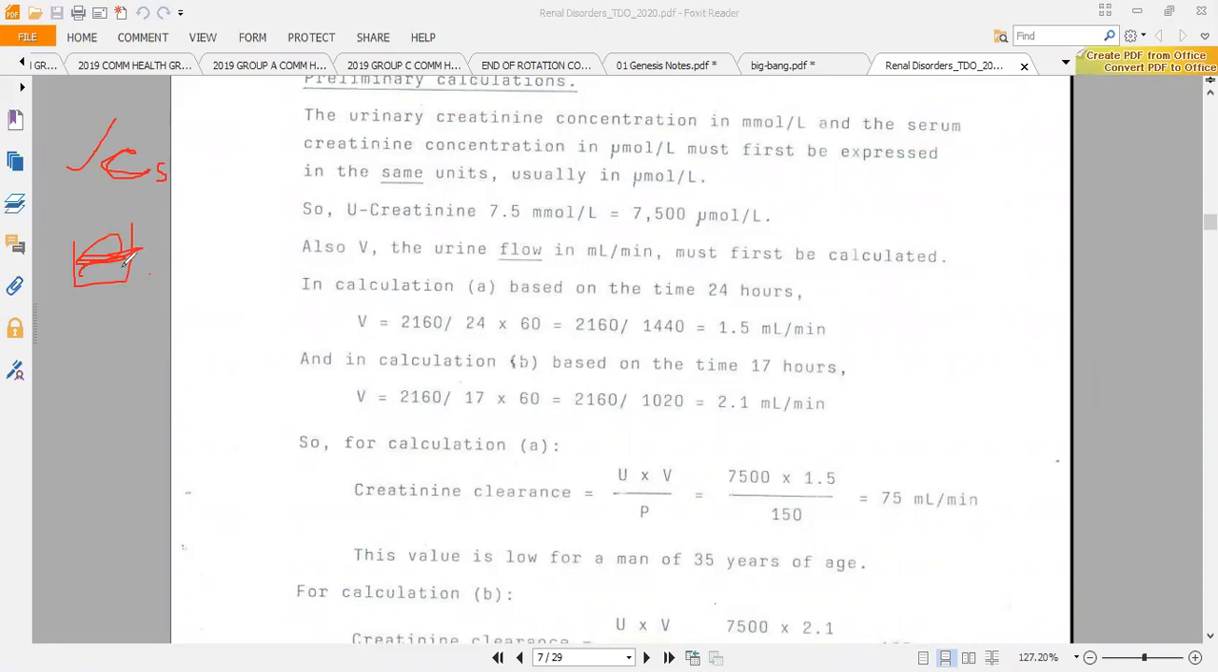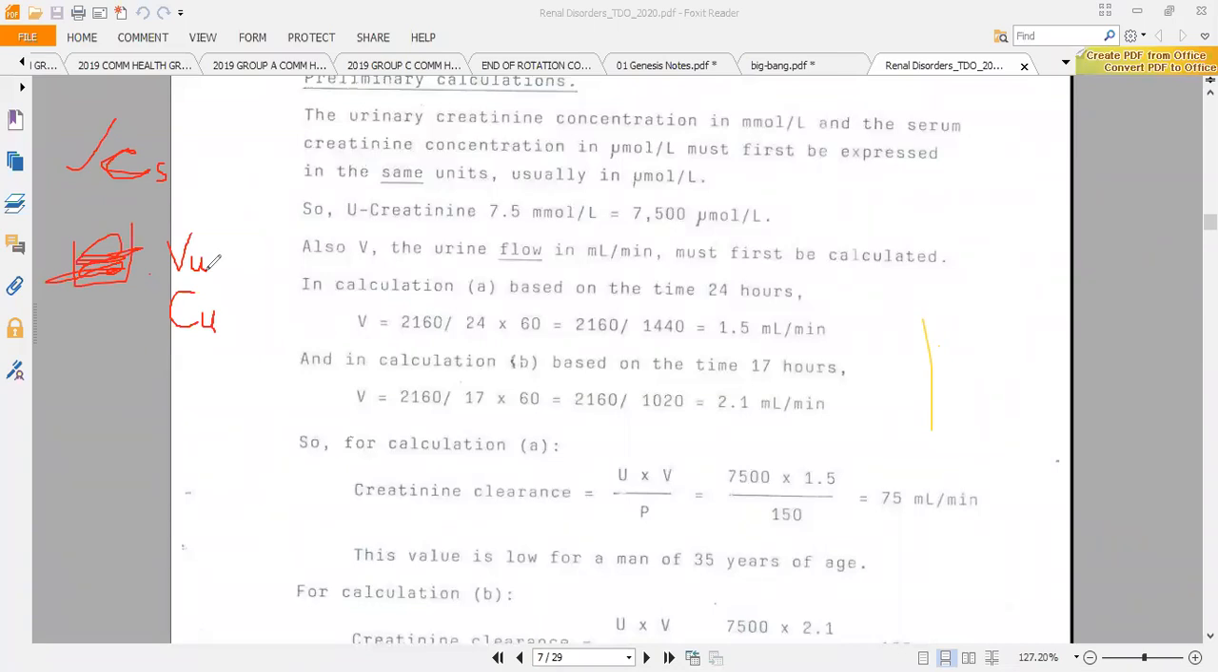And within 24 hours, when you take this urine, we measure the volume of the urine. Then we find the concentration of creatinine in the urine. So the U stands for urine, and this is the volume of the urine. So I'm saying that in order to go about this formula, we are not interested in the volume of the urine, but we are interested in the flow rate of the urine.